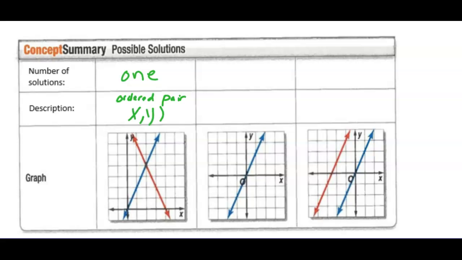x comma y. And in this case, it would be 2, comma, 1, 2, 3, 4. (2, 4). So this is always an ordered pair for your solution. That's how your solution is going to look. And it's always x first, then y. Okay? This has infinite solutions.